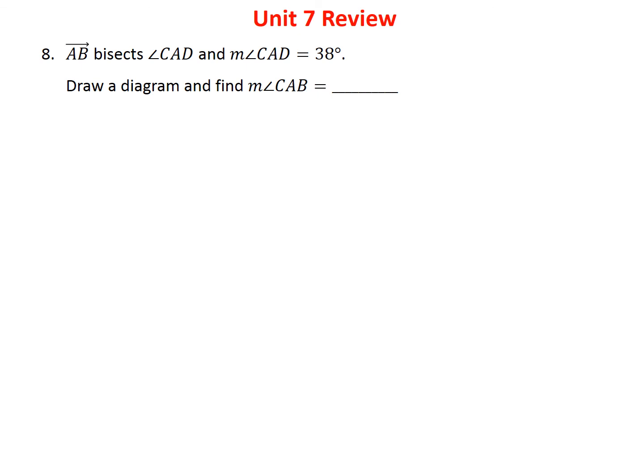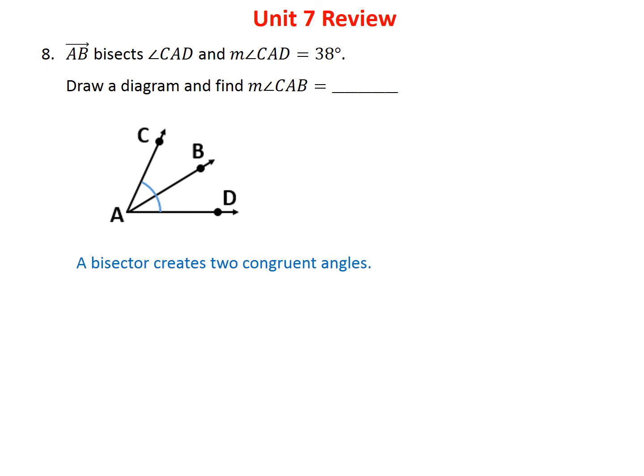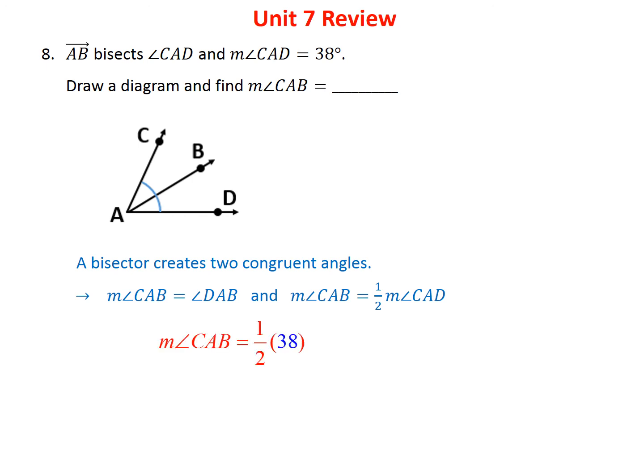Problem 8 is one of those that asks you to draw a diagram, because if you do, the answer is pretty simple. If I draw a diagram of CAD and then I have a bisector AB, notice the bisector cuts the angle in half. So it creates 2 congruent angles. In other words, the 2 angles CAB and DAB are equal to each other. Or another way I could say it is that either of these angles, like the measure CAB, is going to be half of the whole angle. Well, they told us above that the whole angle is 38 degrees. So guess what? The measure of the small angle is going to be half of 38, or simply 19 degrees.